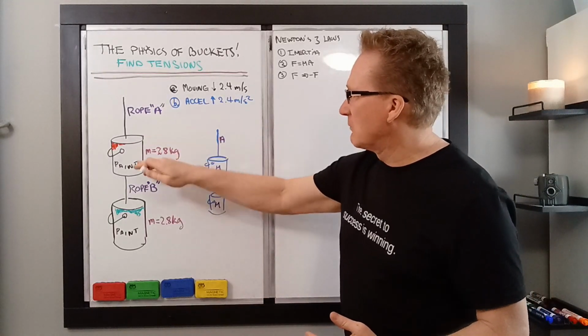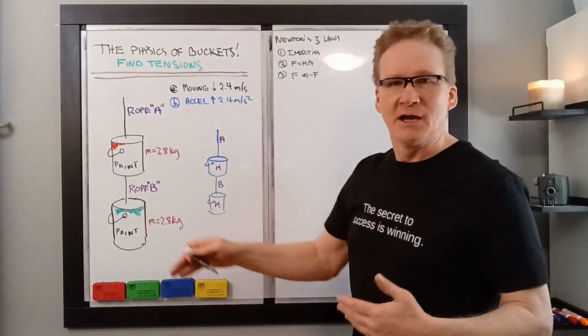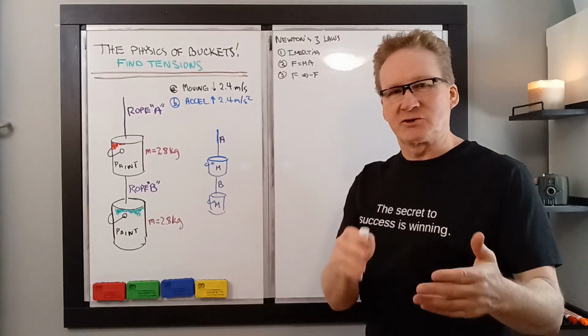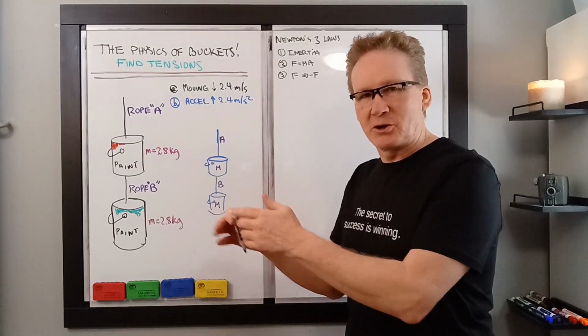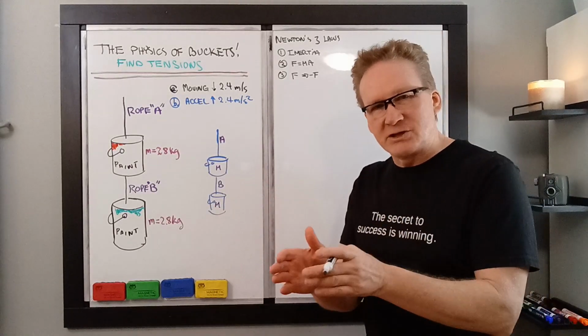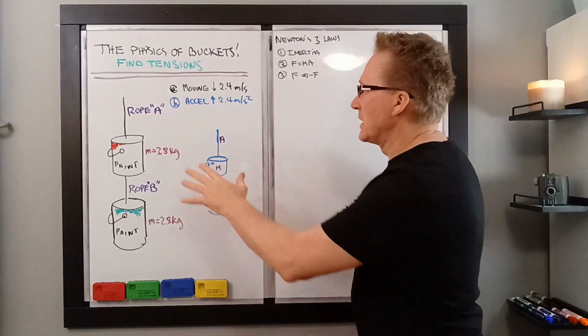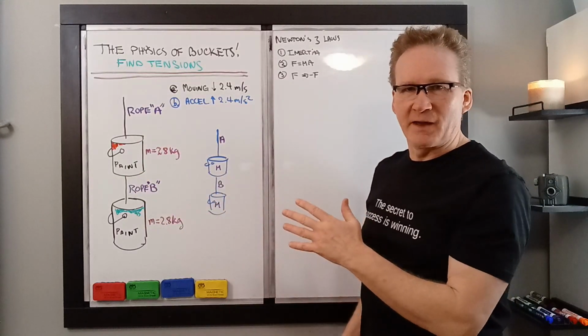Today we're coming to you with the physics of buckets, which is where we would have something tied in series like this. You're going to have a similar kind of problem where you may have a train pulling a number of different railroad cars, and you're asked to find the tension between each of the railroad cars. Well, we're doing a very simple model of that here today.